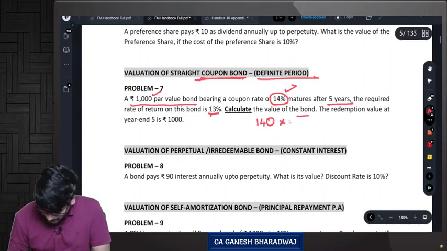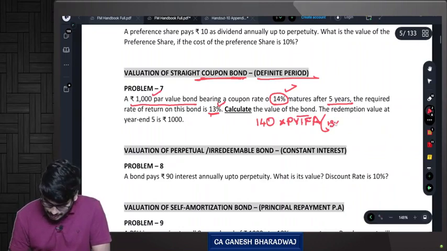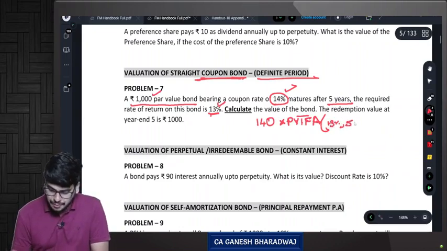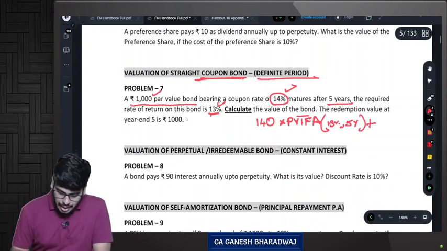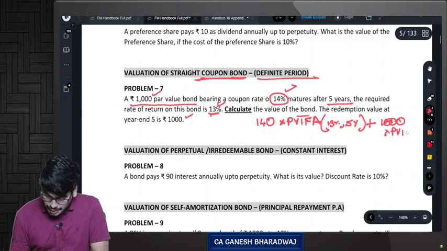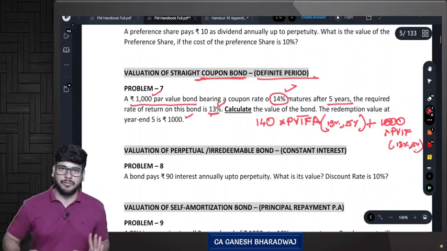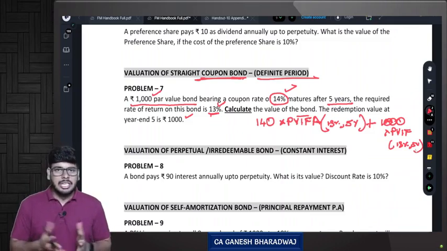So can I say 140 into present value interest factor annuity, where R is given in the question as 13%, for 5 years? Correct or not? Plus at the end of year 5, I get how much? 1,000 rupees. Plus 1,000 into present value interest factor of 13%, 5 years. If I do this, I will get the present value of the bond or the debenture. Correct or not?